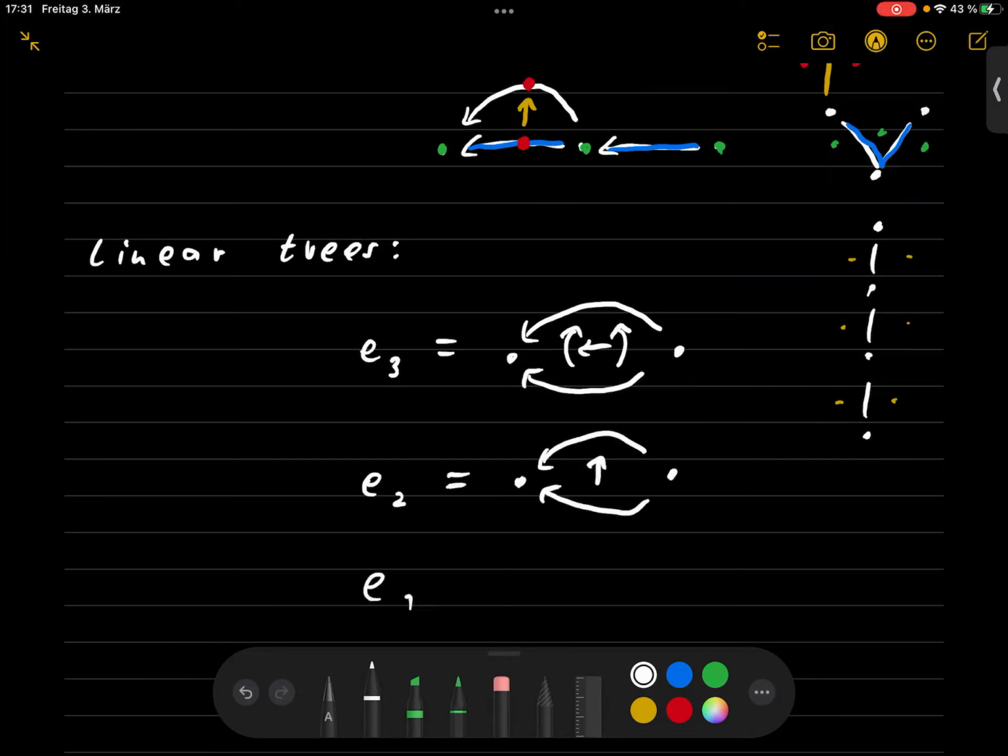And E1 would be this one. And the corresponding trees are just the same, just chopped off at these places. Okay, but why are we interested in this theta category at all?